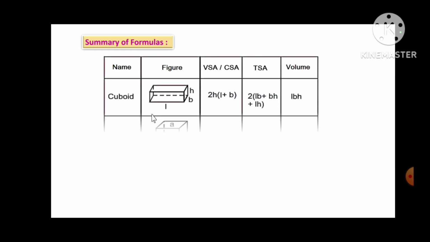Friends, what are the summary formulas that we have used for this topic, that is surface area and the volume of a cube, cuboid, and cylinder? So it can be summarized in this table.